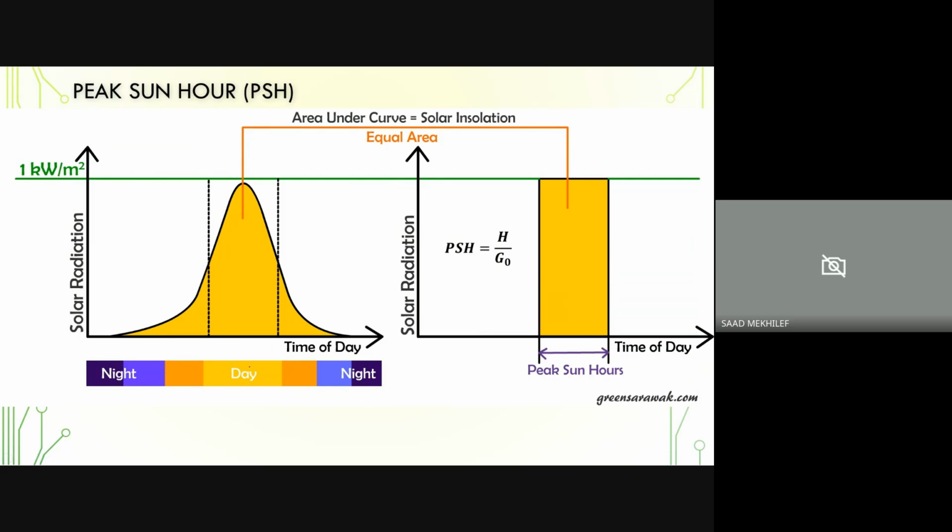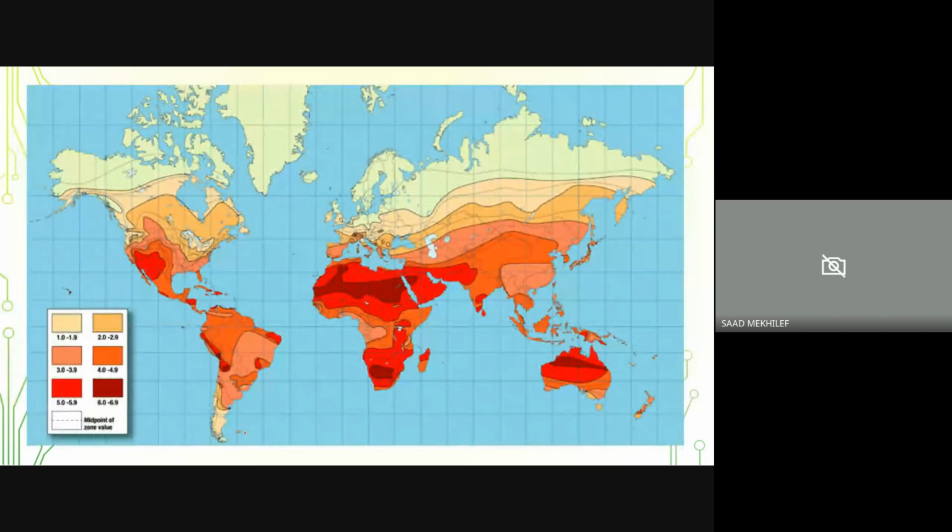I think I have explained this before. The difference between the solar radiations and the day: you have the day from here to here, but actually what we use is only these parts of solar power. And this is what we call the world solar map. And this solar map actually gives you the information.